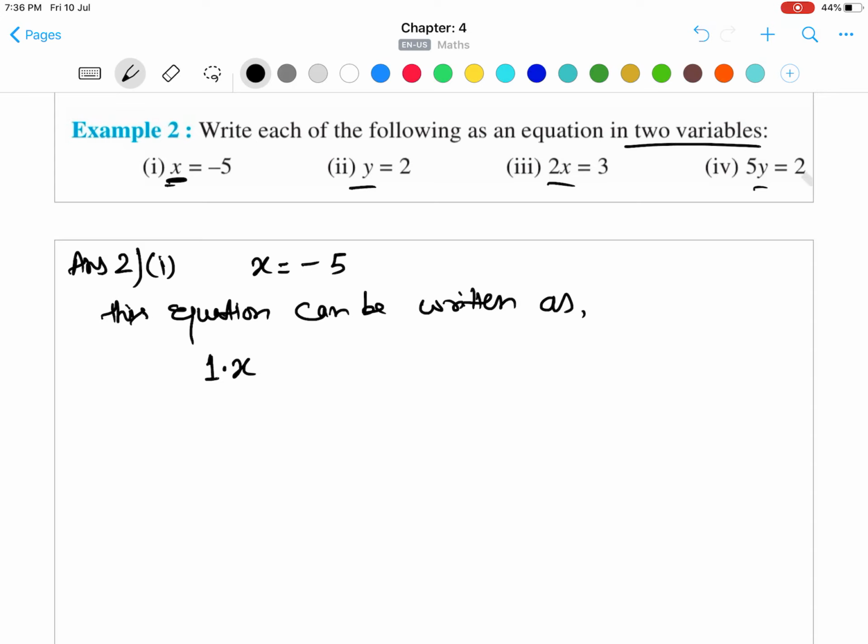Then we don't have any other variable, so we'll write plus, let's assume that variable to be y. Since that variable is not here, that means the coefficient of this y is 0. Then this plus minus 5, when you shift it to the left hand side, will become plus 5 equals to 0. So this is the equation in two variable. Only thing that we did here is, we have assumed the second variable with its coefficient is 0. Okay, when you multiply y and 0, you will get again 0.